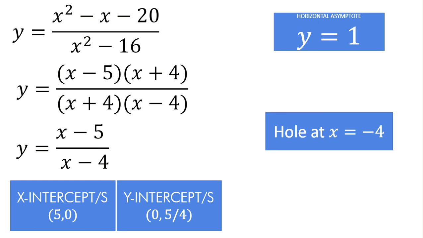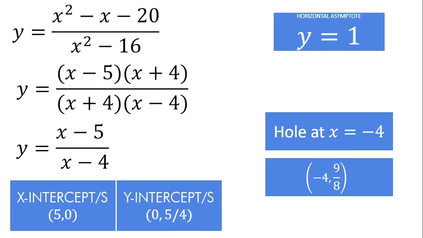To identify the y-coordinate for this hole, let's substitute in the simplified function. As you can see here, if we substitute negative 4 minus 5, that's negative 9, over negative 4 minus 4, that's negative 8. Negative 9 over negative 8, that is 9 over 8. Therefore the hole here is negative 4 comma 9 over 8. And then for the vertical asymptote, we only have one, which is x minus 4 equal to 0, so that's x equals 4.